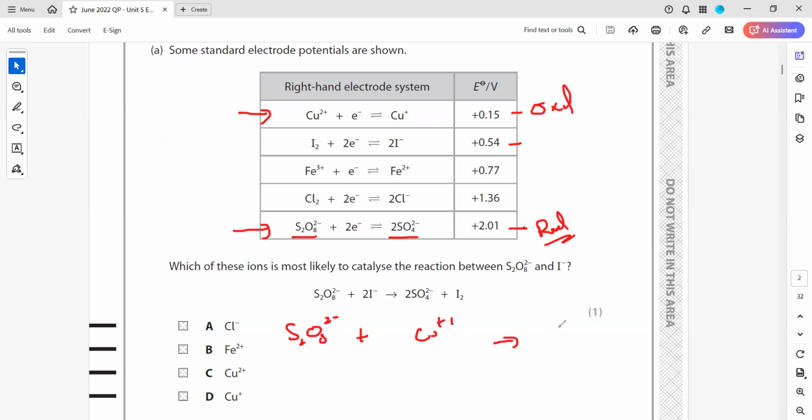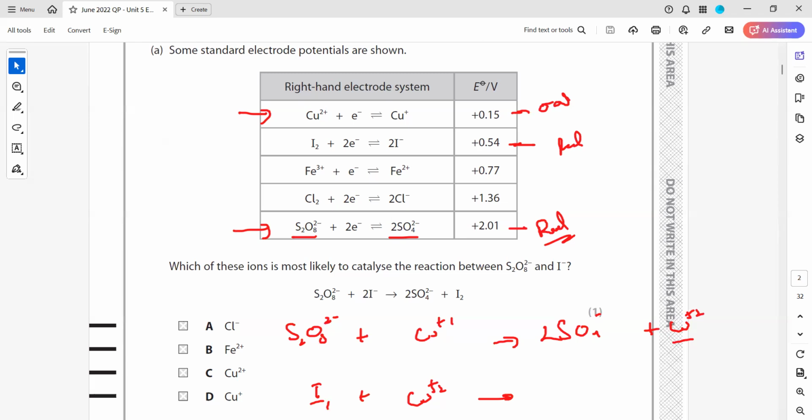So it will form SO4 and it will form copper 2. That's formed. Now you have a copper 2 ion. Now this copper 2 ion must be reduced with iodide. But when you check this electrode potential, you found that this is less than iodine. So this should be a reduction and this should be oxidation. Like, copper 2 ion cannot be reduced by the iodide.